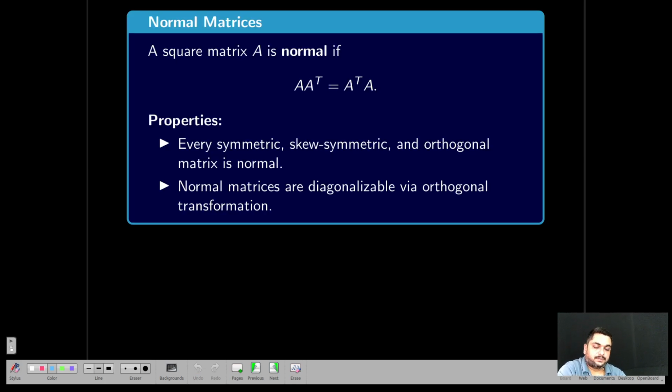Next, normal matrices. A square matrix A is normal if A into A transpose equals A transpose into A. Okay, a very simple thing. To verify, every symmetric, skew symmetric, and orthogonal matrix is always normal. If you find the given matrix is symmetric, skew symmetric, or orthonormal, then it is normal. And normal matrices are diagonalizable via orthogonal transformation.